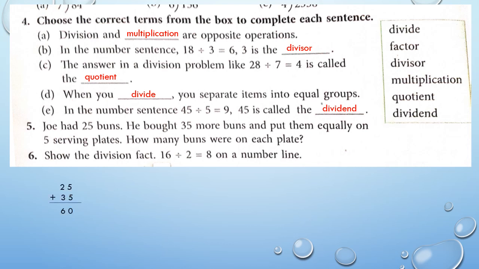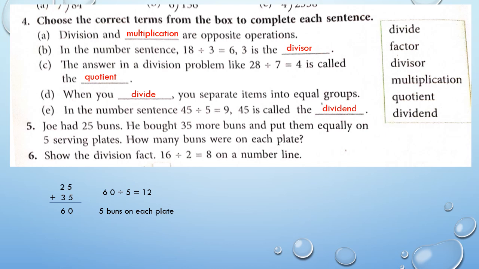So 25 plus 35 is equal to 60. Now 60 divided by 5, because he put them equally on 5 serving plates. So 60 divided by 5 is equal to 12. So in each plate 12 buns will be there. This sum also you have to do in your notebook.